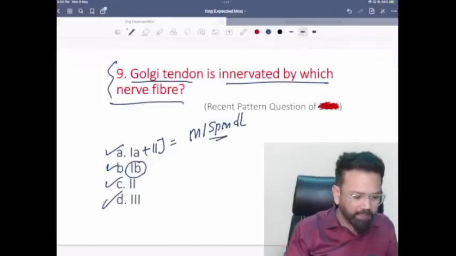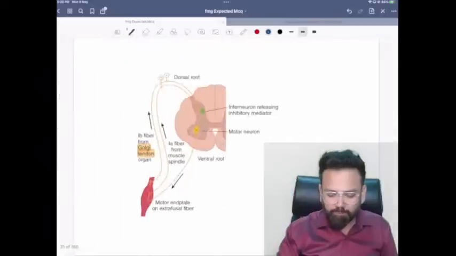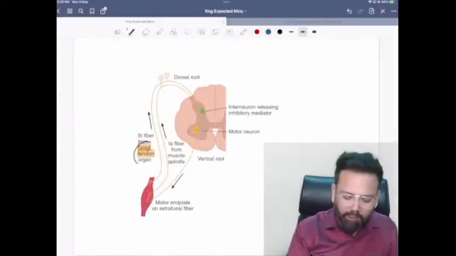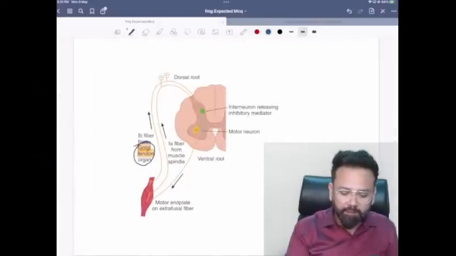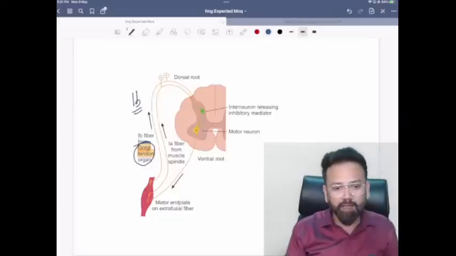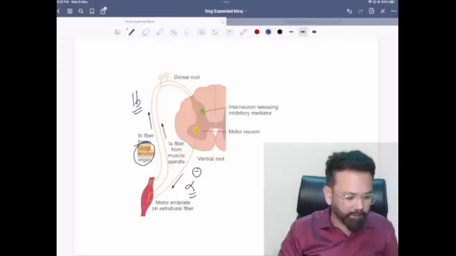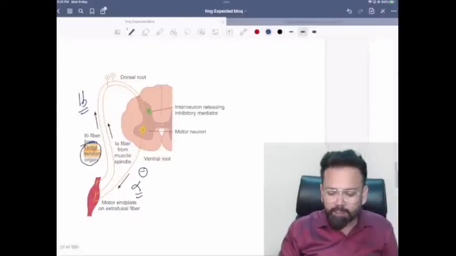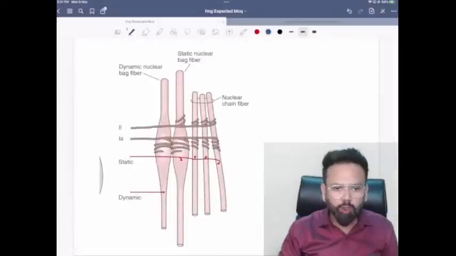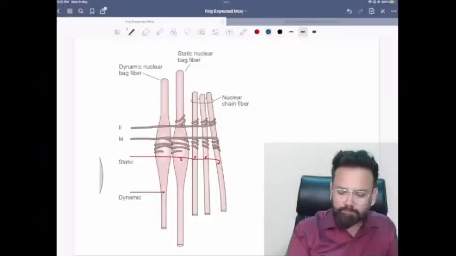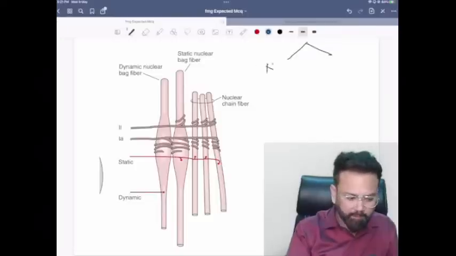They are from muscle spindle. You can see in this diagram also, this is your Golgi tendon organ. It is giving afferent via 1B, and the effect is to inhibit the alpha motor. Okay. This is about Golgi tendon, and this is about the muscle spindle. Do you remember muscle spindles are of two types? One is nuclear bag fiber, and this will be nuclear chain fiber.